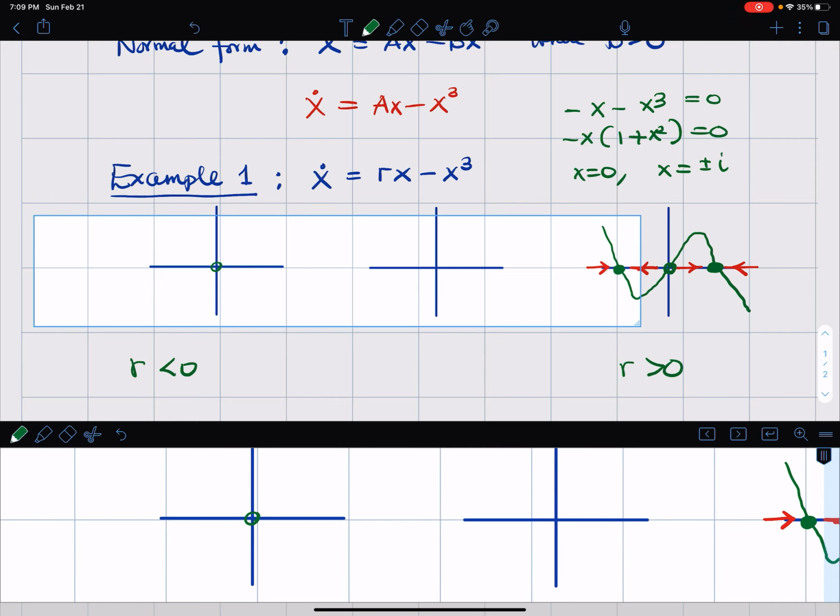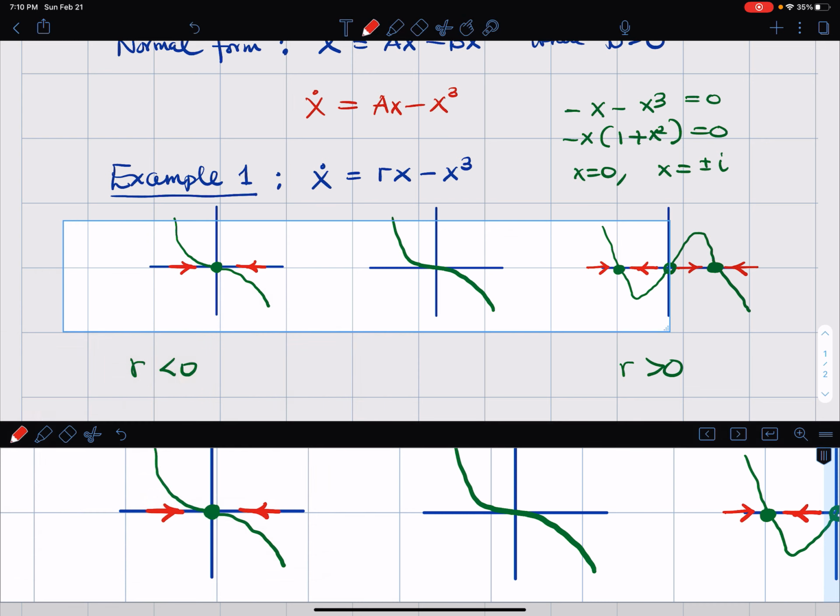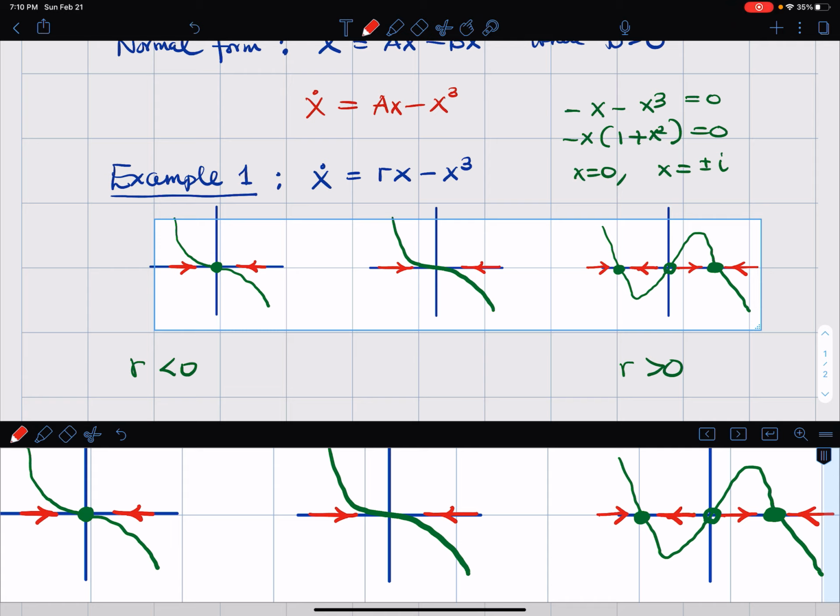And we get something like that, right? And it is stable. Now when r is equal to 0, we just have -x cubed. So we have something like this. It is also stable. It's weakly stable. But if you notice, when r is 0, it will start to lose its stability.